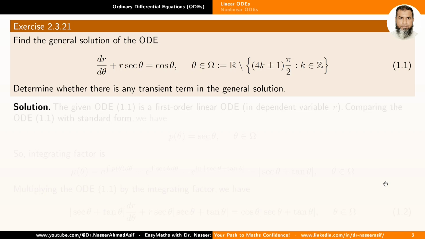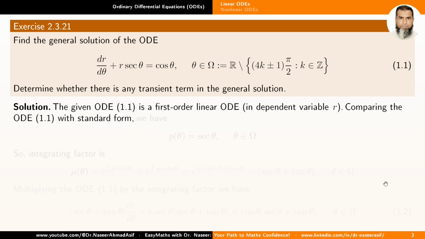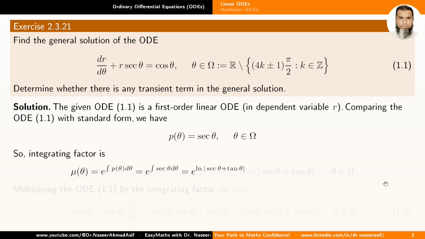Well, see solution. The given ODE 1.1 is a first order linear ODE in the independent variable theta. Comparing the ODE 1.1 with the standard form, we have p of theta is equal to secant theta, where theta belongs to omega. So the integrating factor is mu of theta is equal to exponential of integral of p of theta d theta, which is equal to exponential of integral of secant theta d theta, which is equal to exponential log of absolute value of secant theta plus tangent theta. So mu of theta is equal to absolute value of secant theta plus tangent theta, where theta belongs to omega.